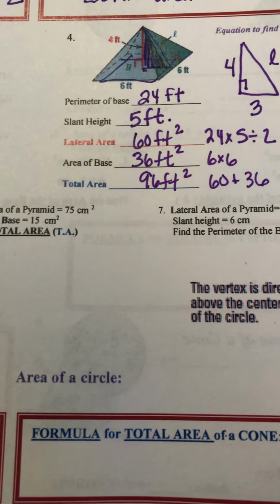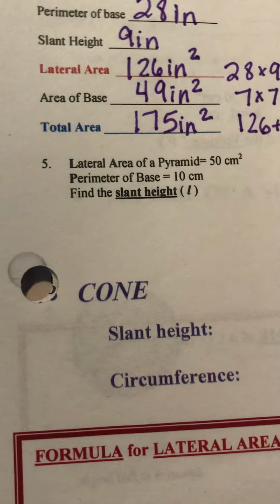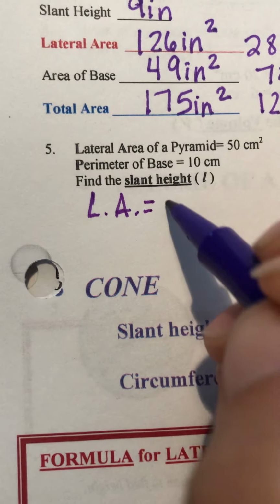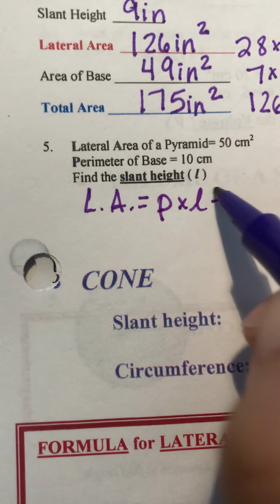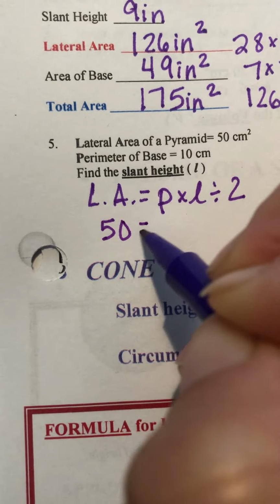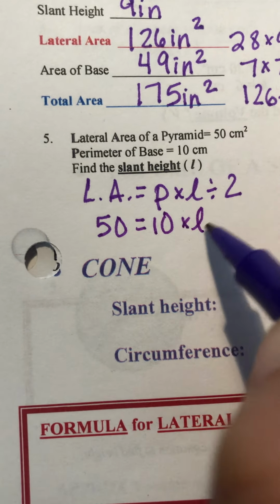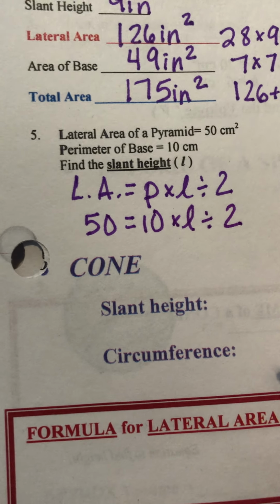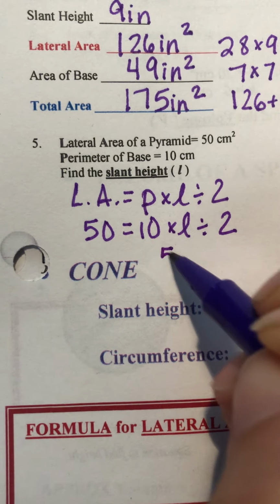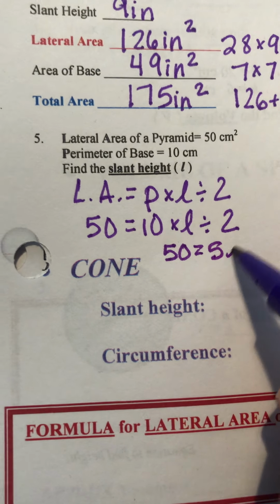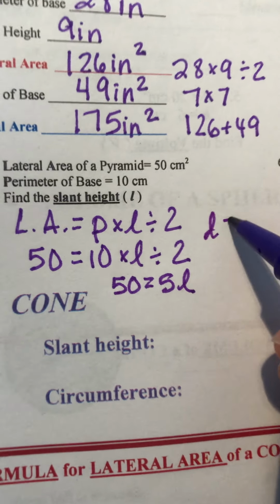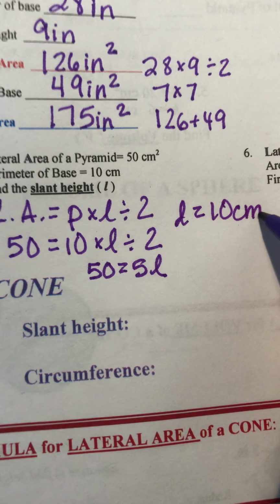And that's it. If I do some of these problems where you have to go backwards, again, I'm just going to write out my formula. Lateral area equals perimeter times slant height divided by 2, just abbreviating everything. Plugging in what I know, not with units, just the numbers: 50 equals 10 times the slant height divided by 2. I know that 10 divided by 2 is 5, and what times 5 gives me 50 is 10 centimeters for the slant height.